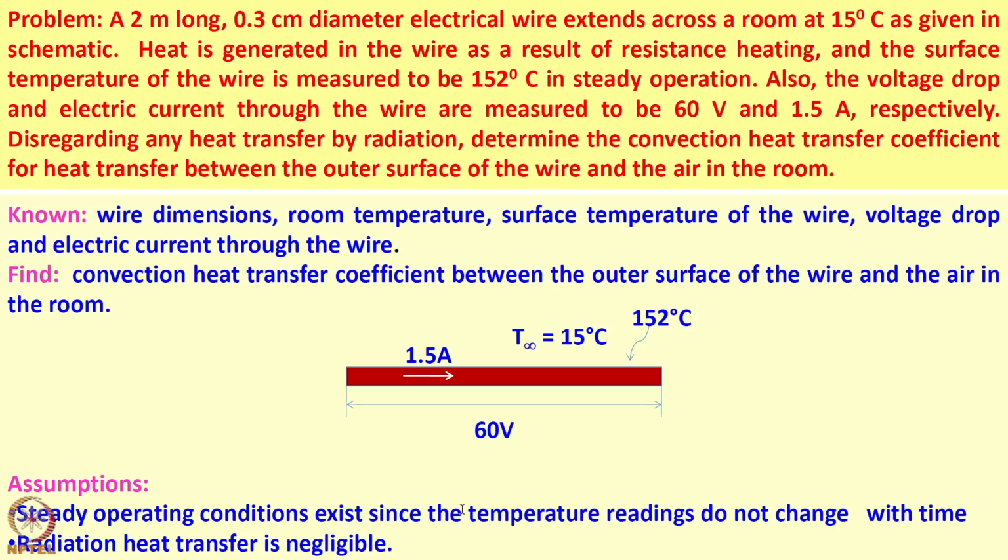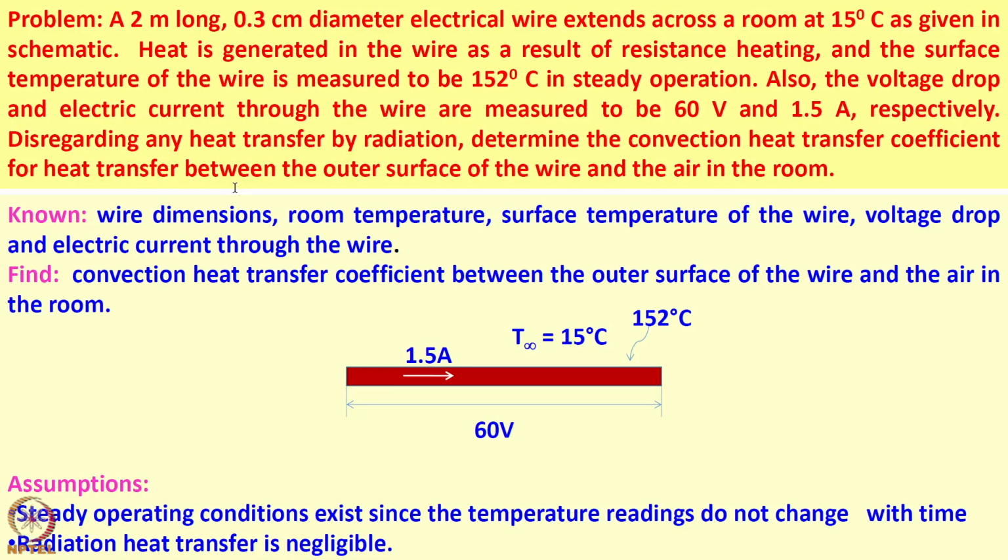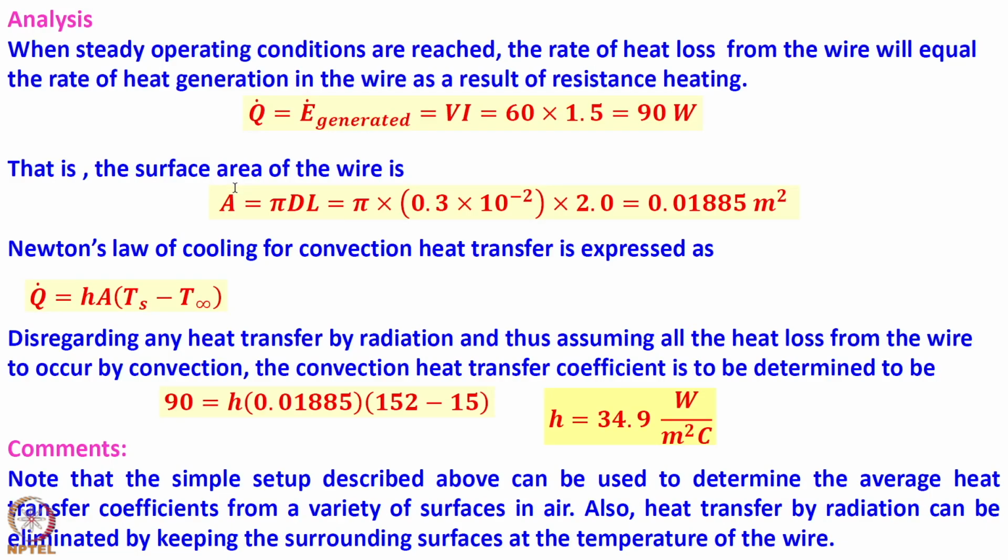So, you can do that, and if you go to the analysis, Q is nothing but energy generated, which is V into I. We said it is 90 watt, I think I said 150 watt, sorry about that, 90 watt. The surface area is nothing but the area of the wire, which is pi into D into L. The dimensions are given to you, length is 2 meters and 0.3 centimeter diameter, converted to meters, 0.3 into 10 to the power minus 2, and 2 meters long, you have the area. From Newton's law of cooling, Q is equal to h A (Ts minus T infinity). So, all the numbers are known, you can find out h, which is about 35 watt per meter squared Kelvin.